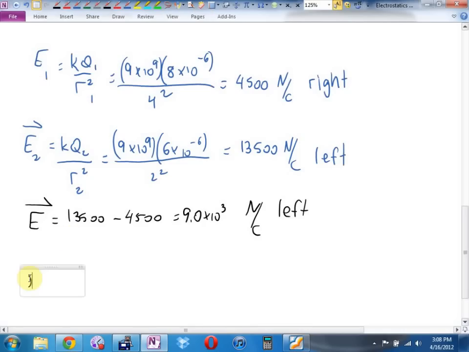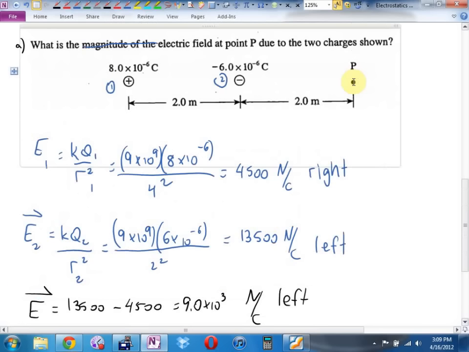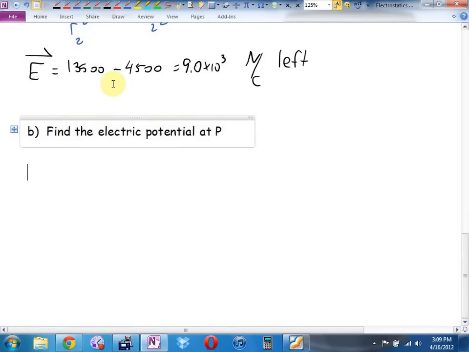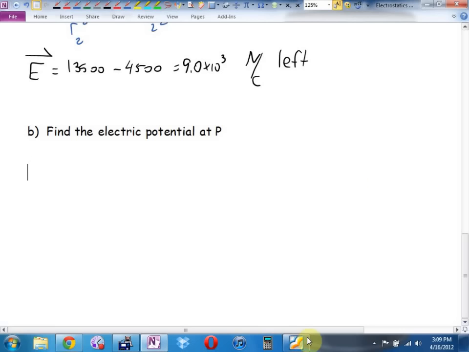B. Find the electric potential at P. Find the electric potential right there. Did they say find the electric potential energy? No. And because I've scrolled down, I'm going to quickly recopy the diagram. Clip. Let's try that again. This time let's get that in the foreground.